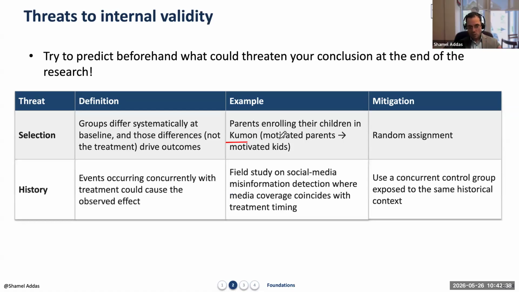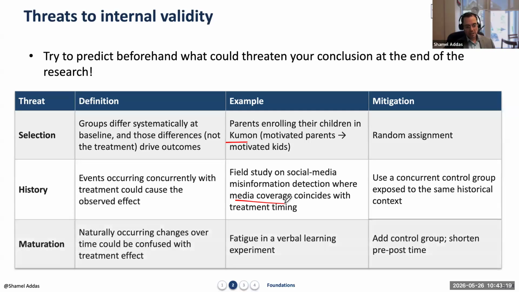History is if something happens over time that could be concurrently occurring with the treatment that might cause the outcome. So for instance, in our social media misinformation study, it could be that an event happened at the same time. Like there was big media coverage, a huge scandal about fake news that has huge political implications, for instance. That could have sensitized people that took your experiment, and you're making statements about those people, but something that happened at the same time externally could create this bias.